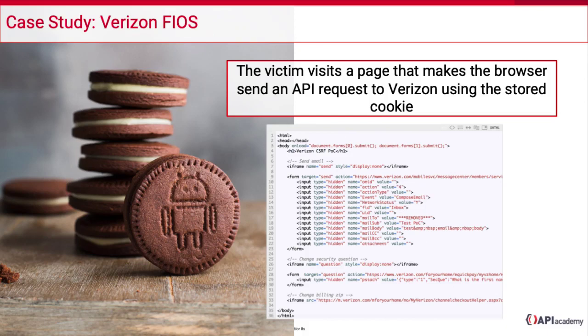The victim signed into their Verizon account and received a session cookie. The users were tricked into clicking an external link to access a malicious website. This caused the cookie to be shared. The malicious page made the browser send an API request to Verizon using the stored cookie. This allowed the attacker to hijack additional private account data of the users.